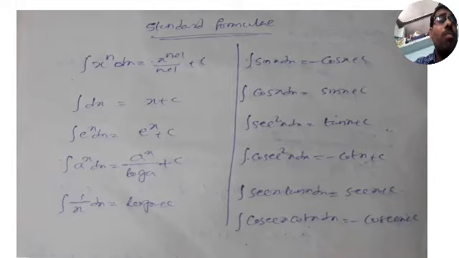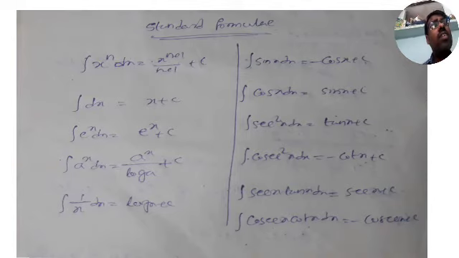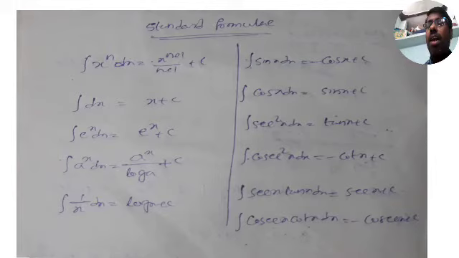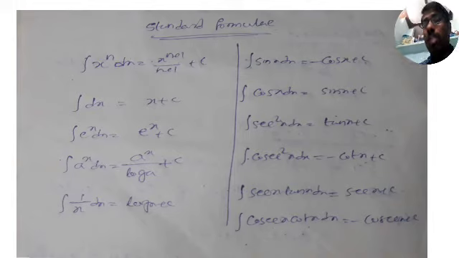Integration of sin x is minus cos x. Integration of cos x is sin x plus c. Integration of sec square x is tan x plus c. Integration of cosec square x is minus cot x plus c. Integration of sec x tan x is sec x plus c. Integration of cosec x cot x is minus cosec x plus c.